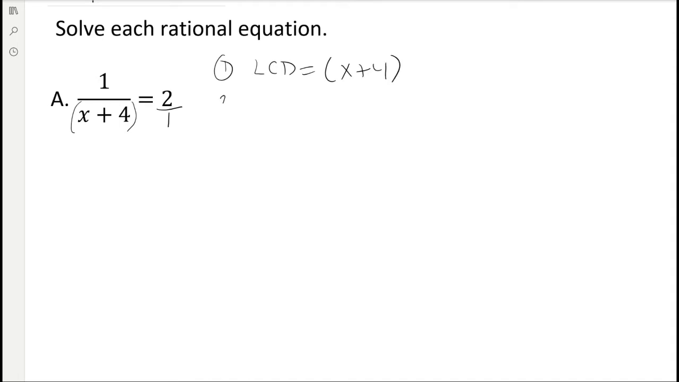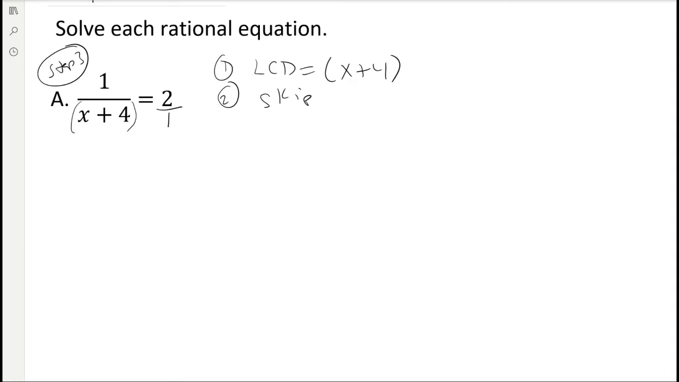So step 2 is to add the two fractions, or basically combine any fractions that we see. In this case, we can't combine any fractions. So we're going to leave it as is. So we're going to skip step 2 because there's no addition or subtraction of fractions on either side. Now step 3, you want to multiply both sides by the LCD, right? So we're going to do that here for step 3.